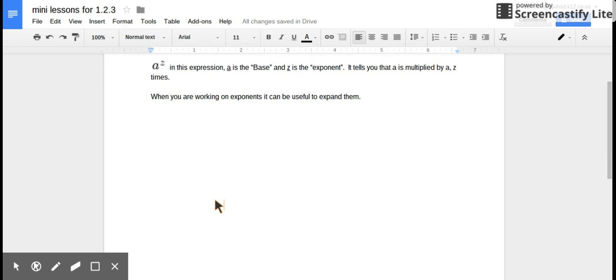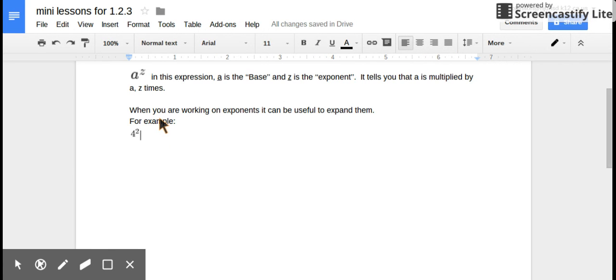Okay. As we do the examples, it might be useful for you to expand the exponents. Let's see what that looks like. If I have this exponent right here, 4 squared, what it really is telling me to do is take the number 4, multiply it by itself 2 times. So this is what it looks like when it's expanded. 4 times 4. Which ultimately is 16.